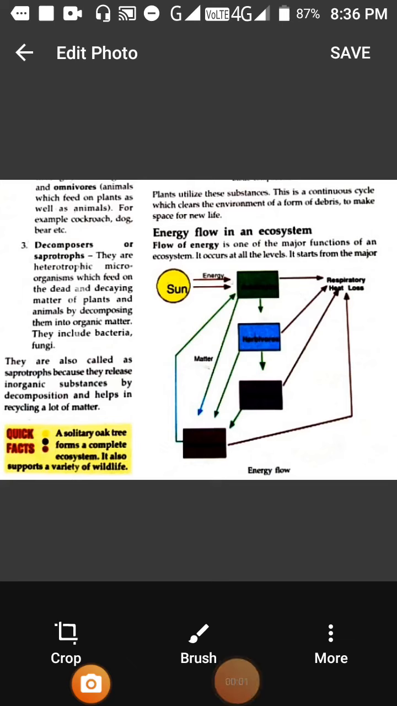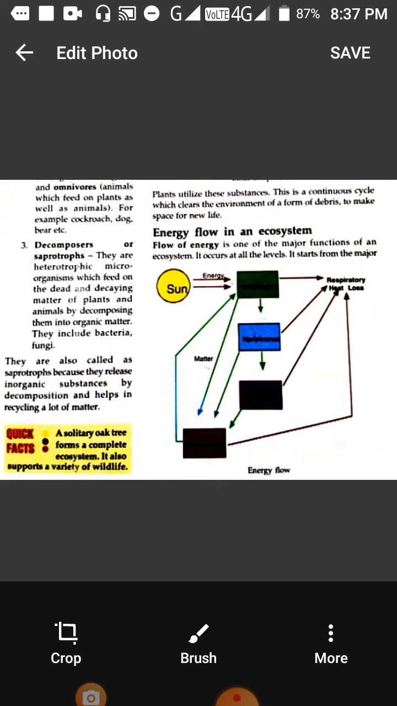The next components of the biotic part of the ecosystem are the decomposers. They are called the saprotrophs, or they are also called the heterotrophs. These are those organisms which feed on dead and decaying matter. We have read this in microorganisms. Bacteria and fungi are the common examples of heterotrophs. They are the decomposers. They are also called saprotrophs.